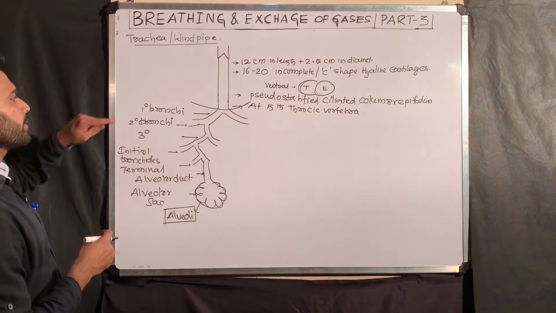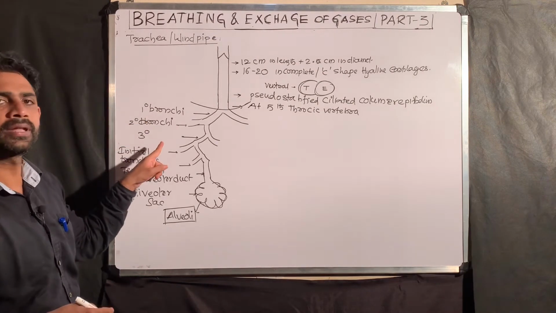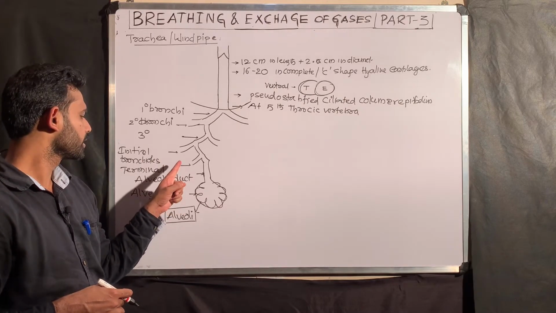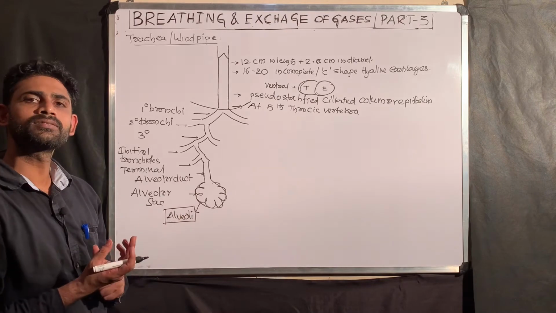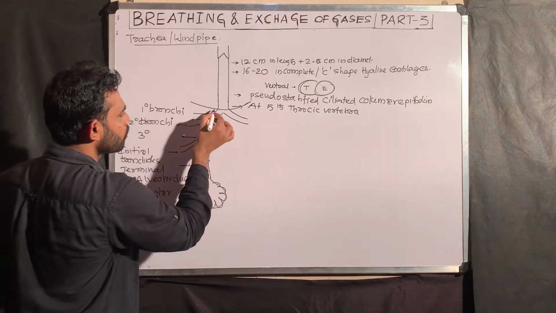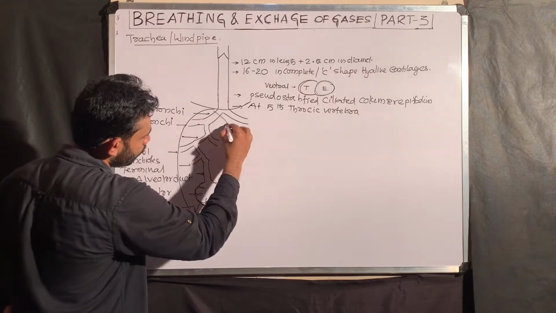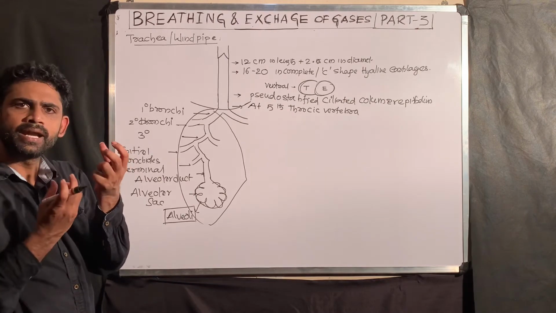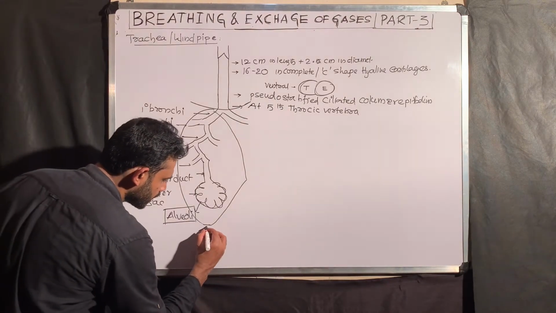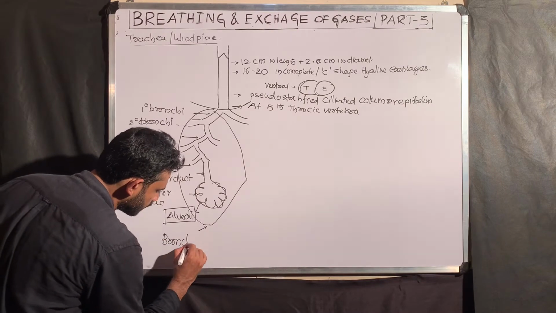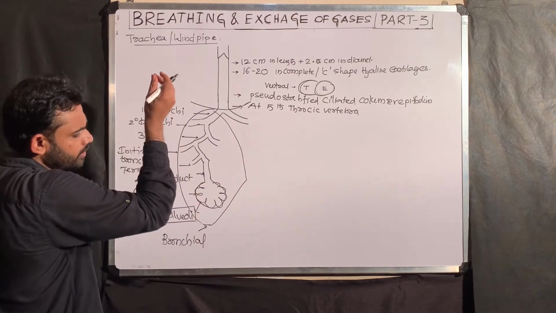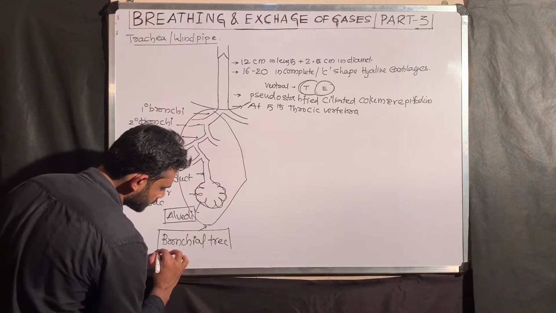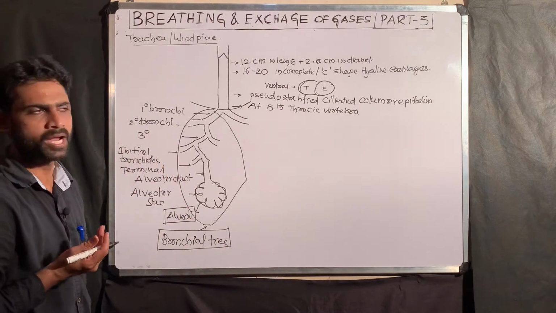So this total, from primary bronchi to secondary bronchi to tertiary bronchi, divided into initial bronchioles, terminal bronchioles, then alveolar duct, and alveolar sac consisting of alveoli. This total structure, from the trachea to here, where it divides one by one, is called the bronchial tree. Same thing I will write here for your understanding.